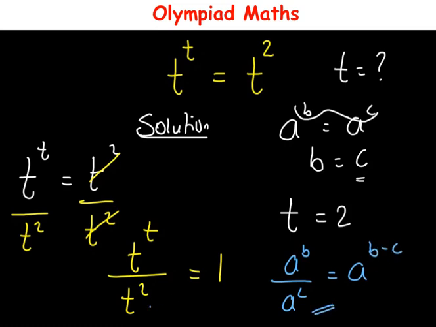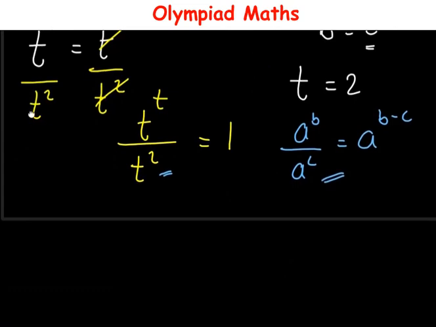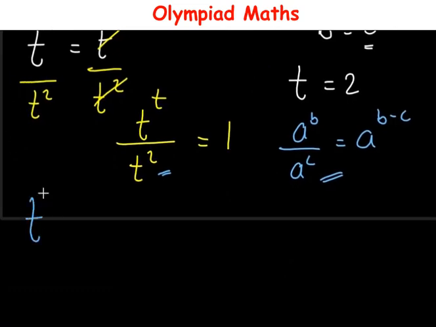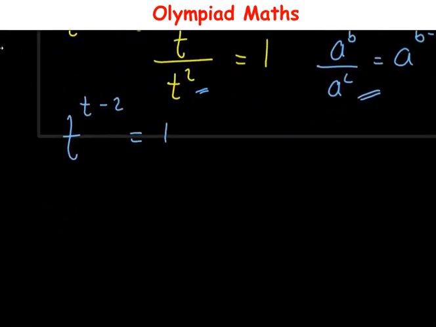Applying this rule right here, what we then have is t raised to power t minus 2, because we have the same base, you pick 1, then you subtract the power, is equal to 1. Then at this junction, we are going to introduce natural logarithm to both sides of the equation. So ln in bracket t raised to power t minus 2 is equal to ln 1.